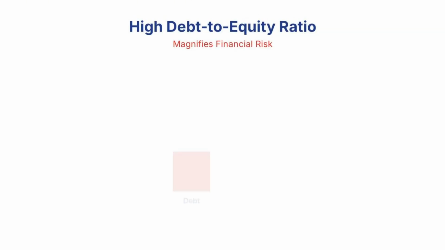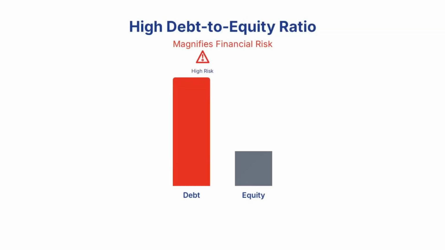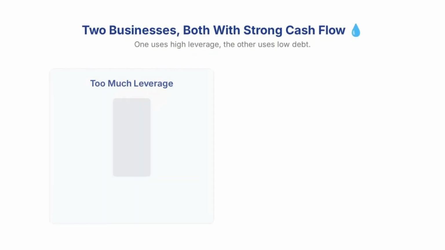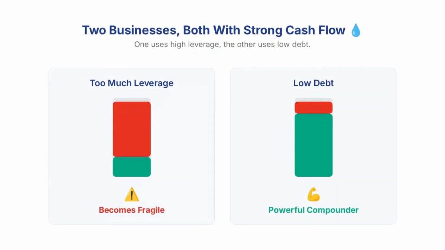A high DE ratio increases financial risk because debt magnifies both gains and losses and can force a company into trouble if cash flows weaken. Most value investors prefer companies with reasonable debt or no debt at all. A business with strong cash flow and too much leverage becomes fragile, while a business with strong cash flow and low debt becomes a powerful compounder.